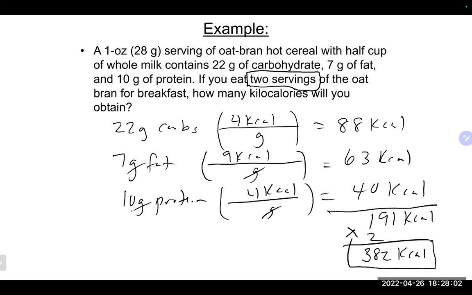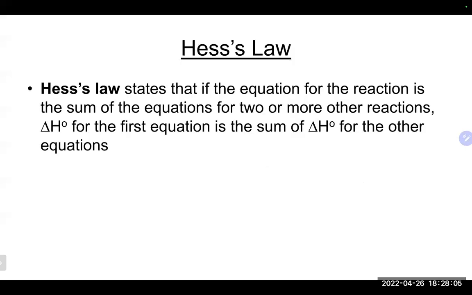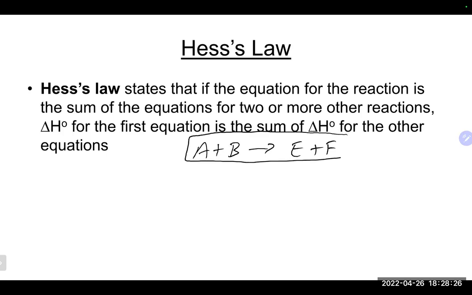Another important aspect of delta H is the idea of Hess's law. Hess's law basically states that an equation for a reaction is the sum of 2 or more other reactions. So the idea behind Hess's law is, if I have a reaction like A plus B goes to E plus F, a lot of times people think that this reaction might occur in a one-step process. And it doesn't always occur in one step, because energy and enthalpy is a state function, as we talked about. Really, the only thing that's important is where you begin and where you end.